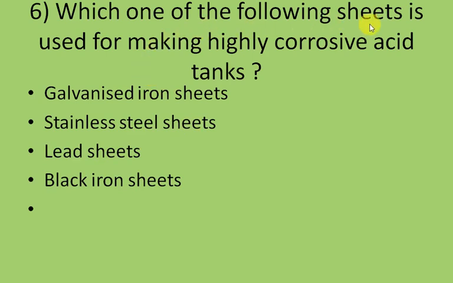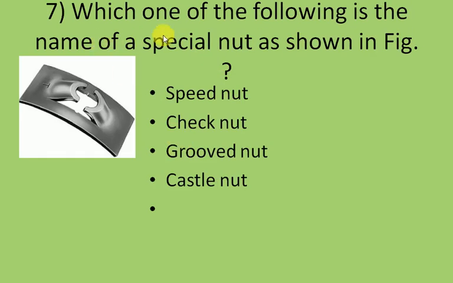Which one of the following sheets is used for making a highly corrosive acid tank? Lead sheets. What is the name of this special nut shown in the figure? Here the special nut is a speed nut.